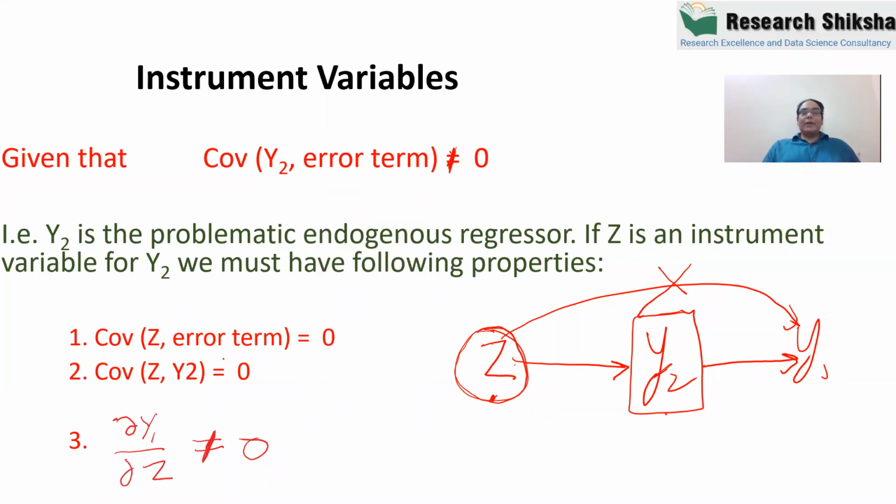The other property of this instrument variable is that there should not be any correlation between the error term and z. So the correlation between the instrument variable and the error term should be 0. Second, the correlation between the z variable and the y2 variable is not equal to 0.